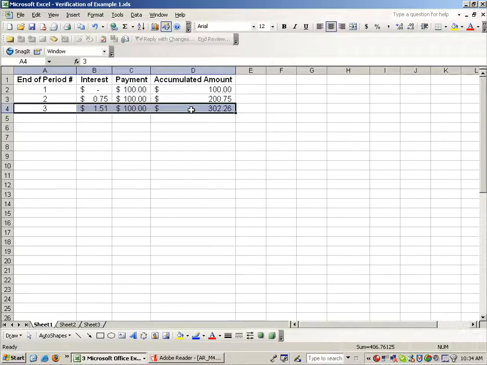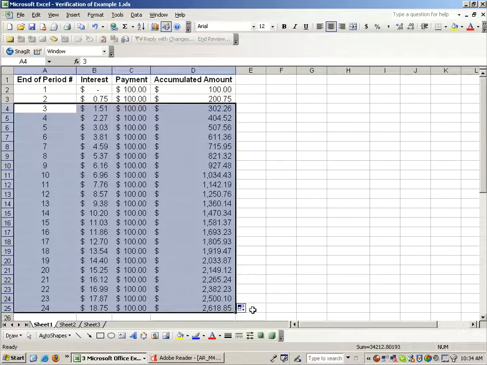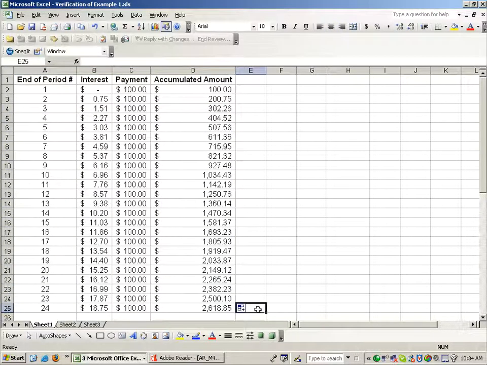And what I'm going to do is copy this and drag this on down to not 24 because we have a row of titles up there, so to row 25. And we have $2,618.85. Okay, we had done the work and found the present value to be equal to $2,188.91.